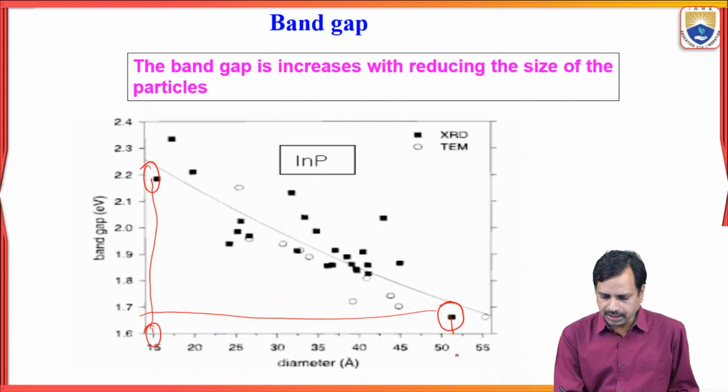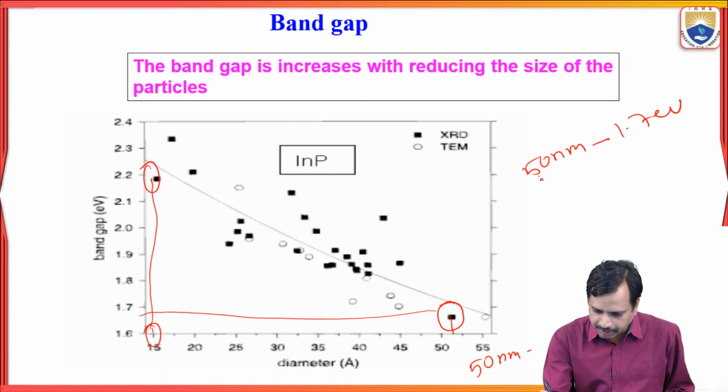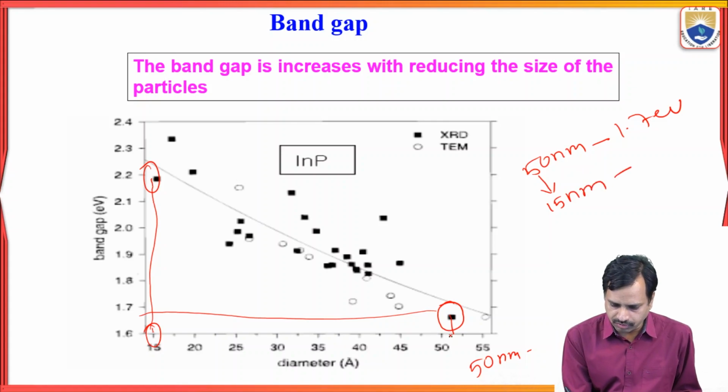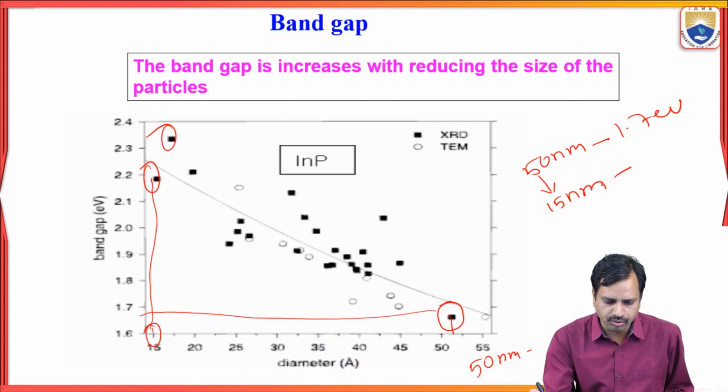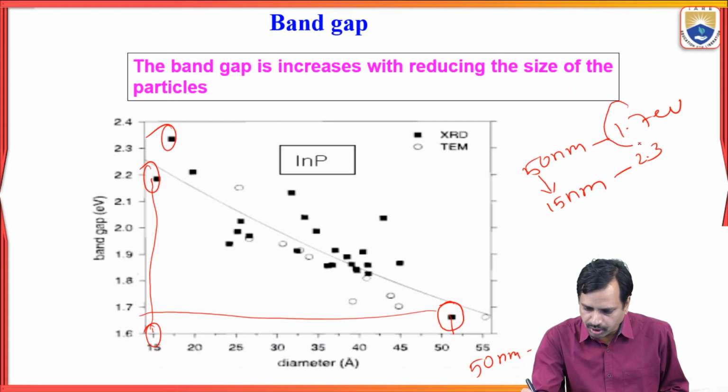Now for the same particle, if it is 50 nanometers, it will have a band gap of 1.7 electron volts. And if we bring the same nanoparticle down in size, what is the band gap? It is around 2.3. So the band gap of the bulk material is 1.7.